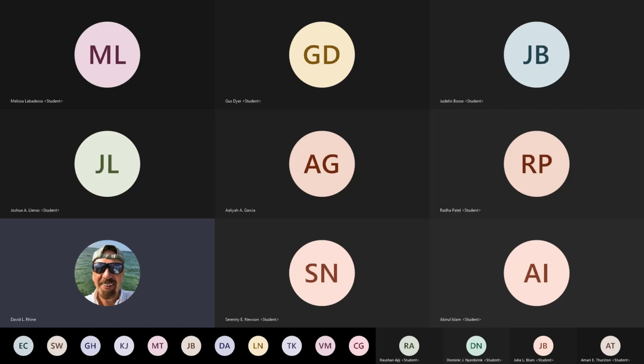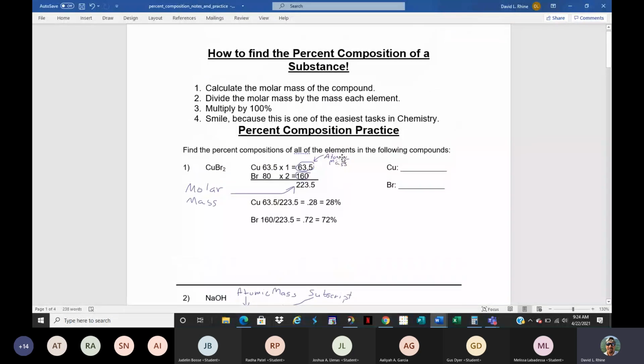Will start sharing. All right, so the worksheet I gave you, what I did is I took a worksheet and then I put the steps in how to solve it here. All right, so percent composition, you're going to calculate the molar mass of the compound. And it's been a while since we've done molar mass, probably like 6 months. So we've got to dust the cobwebs off that learning.